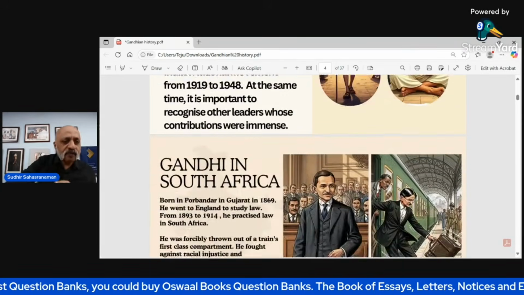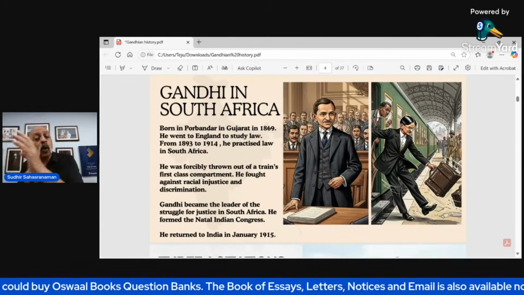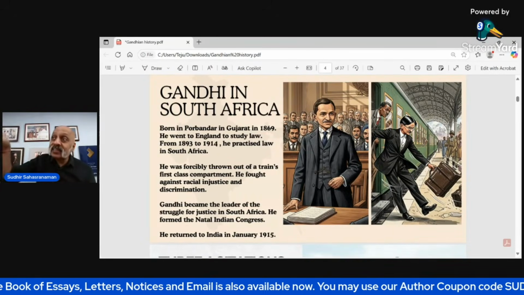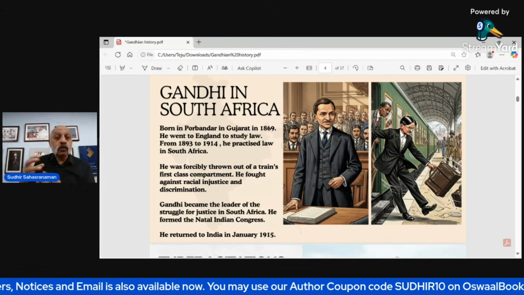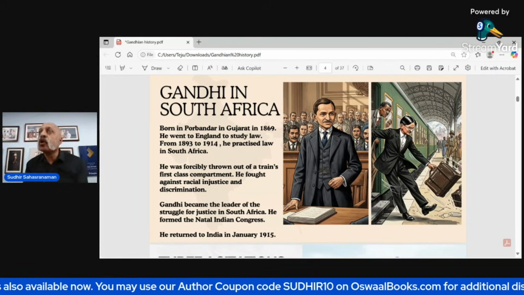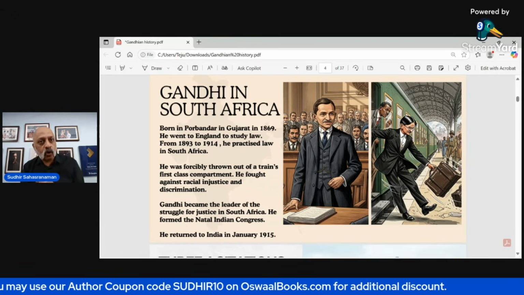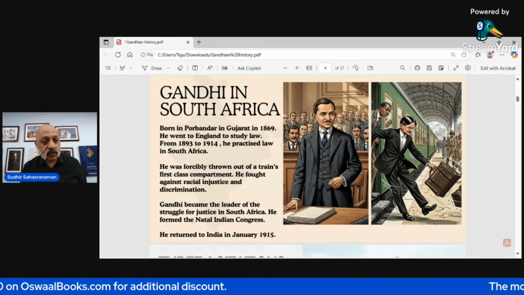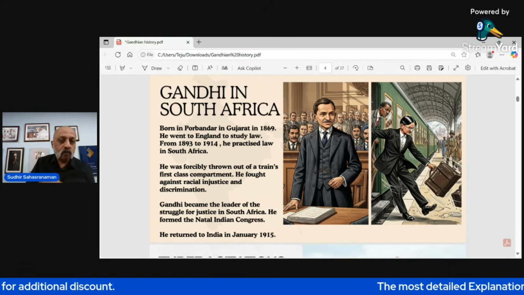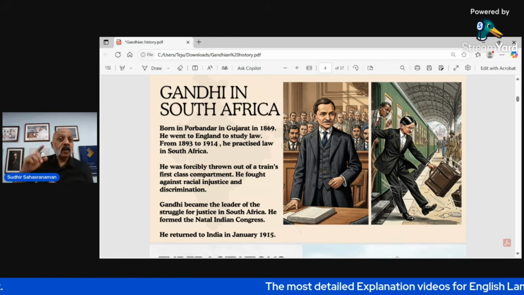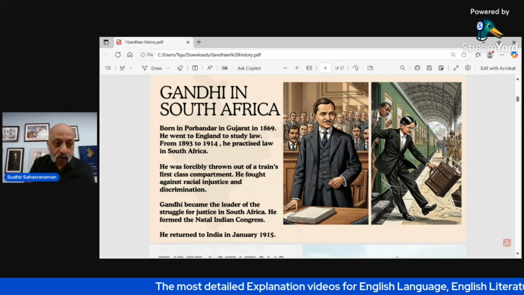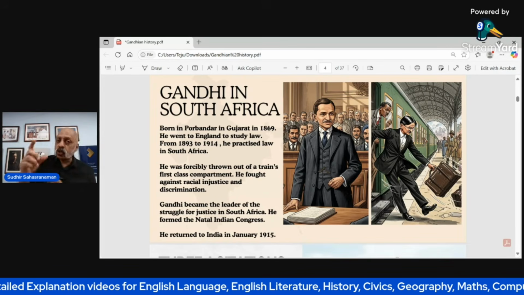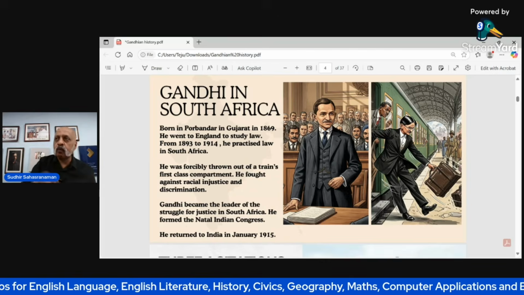Now, let's briefly understand about Mahatma Gandhi. What did he do in South Africa that ensured that by the time he landed in India, he was already a known figure? There was a whole lot of curiosity about who is this man called Gandhi who created quite a stir in South Africa? Now, he was born in Porbandar in modern day Gujarat in 1869. He went to England to study law. He became a barrister. And from 1893 to 1914, he practiced law initially in Bombay, presently Mumbai, and then in South Africa.